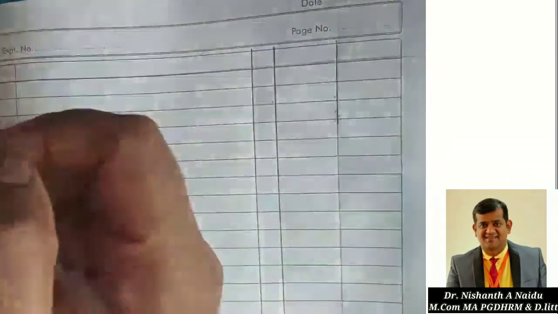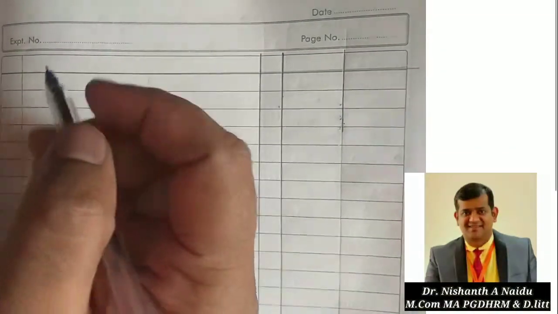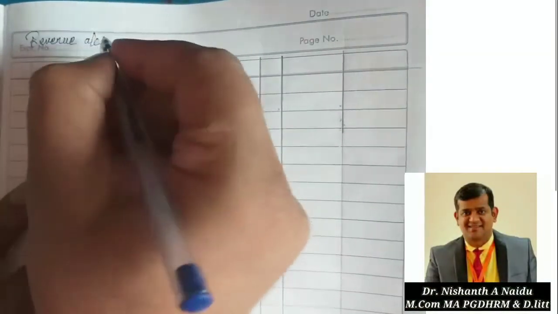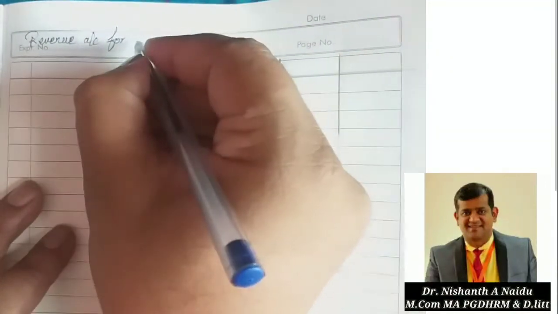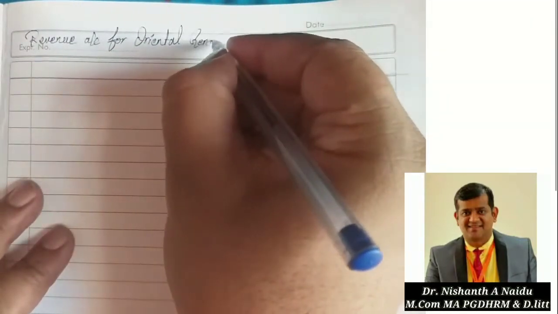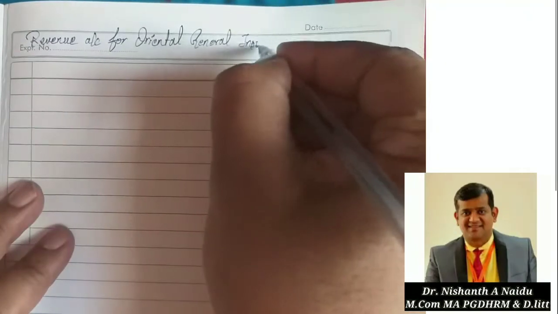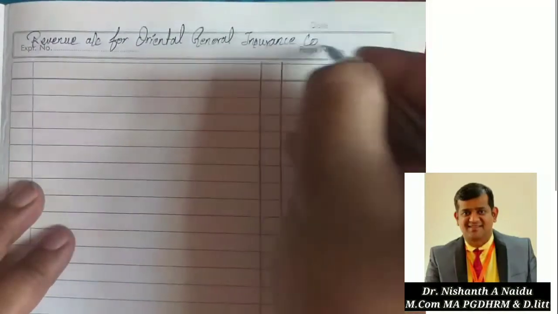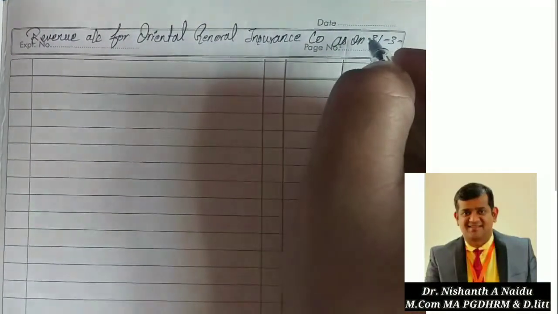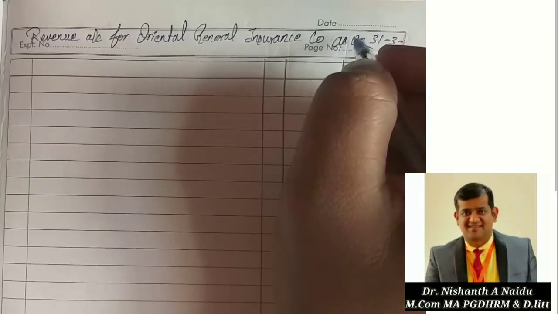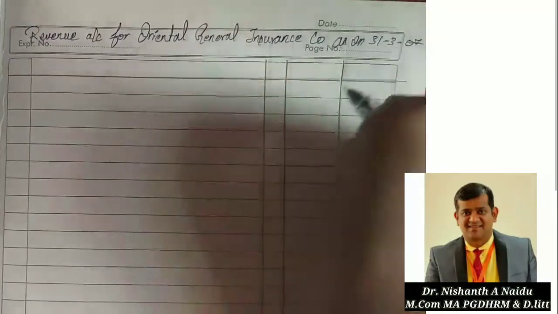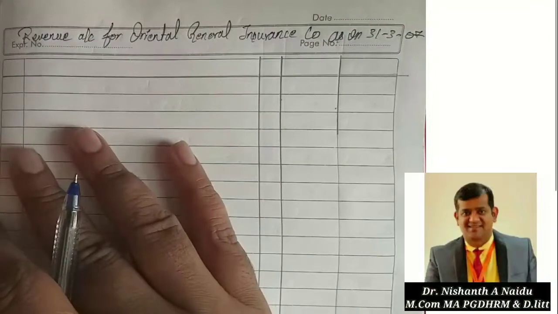Table part. Fine. So now let us write the heading. So first write the heading, that is what we are preparing: revenue account of Oriental General Insurance Company as on 31st 3, which date he has given? 2007. 31st 3 2007.